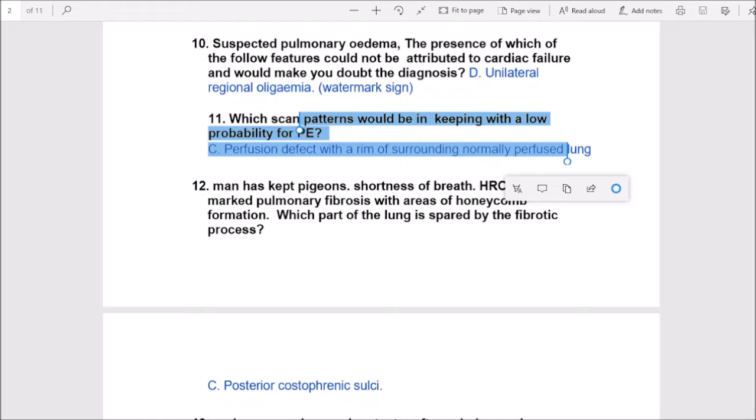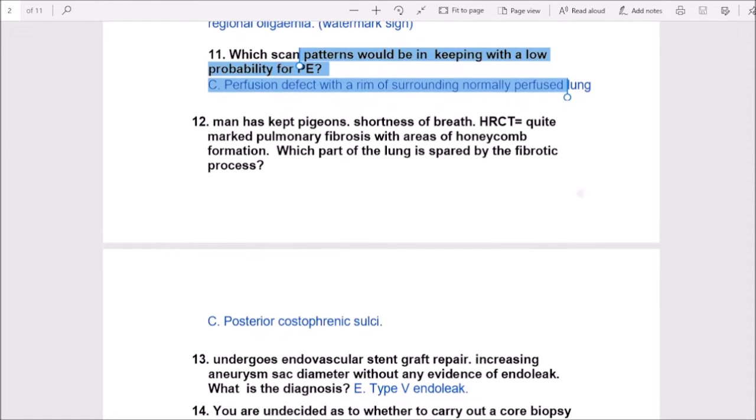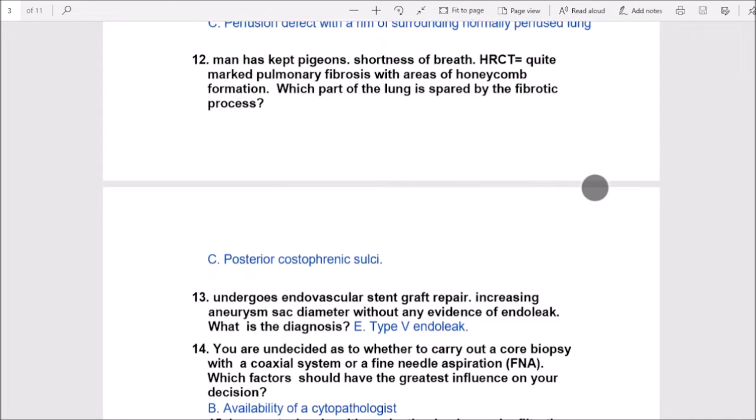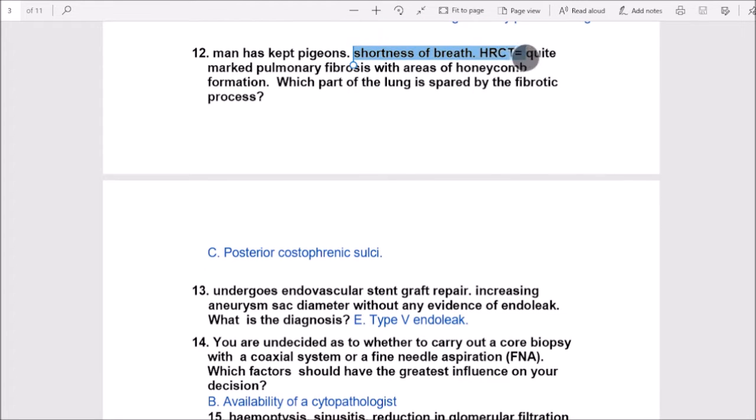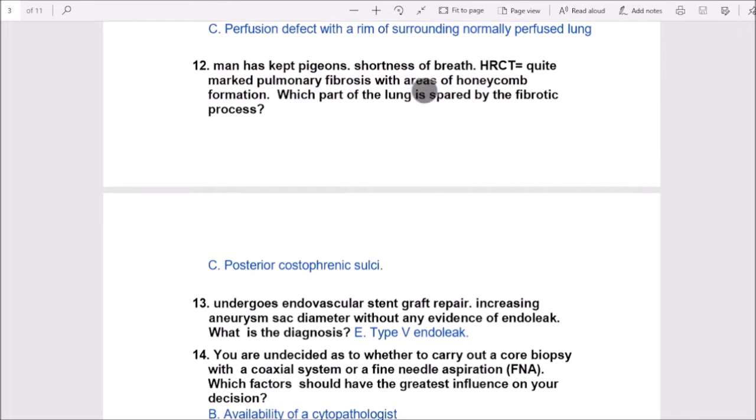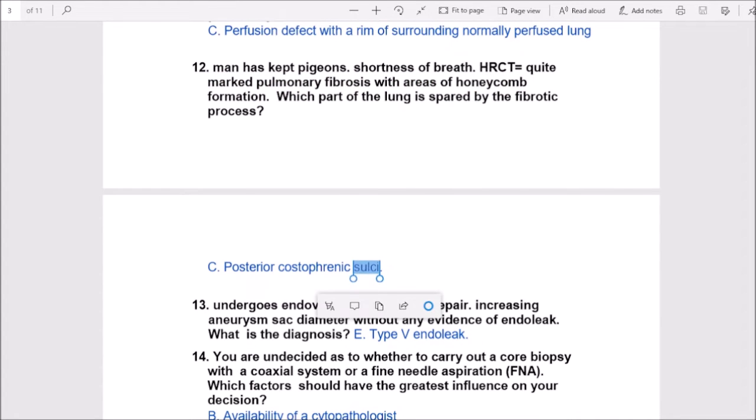Question number 12. Man has kept pigeons. Shortness of breath. HRCT shows marked pulmonary fibrosis with areas of honeycomb formation. Which part of lung is spared by the pathological process? Posterior costophrenic sulci. When the patient has hypersensitivity pneumonitis and there is marked pulmonary fibrosis with areas of honeycombing, the part of lung that is spared is the posterior costophrenic sulci.